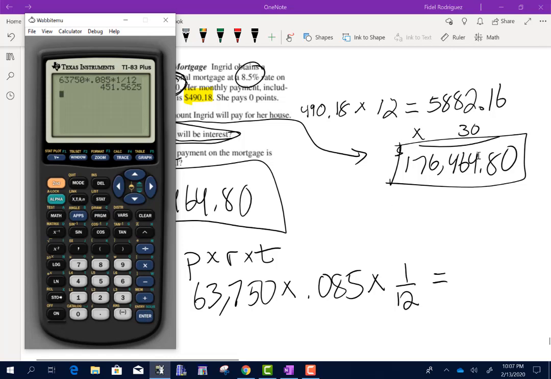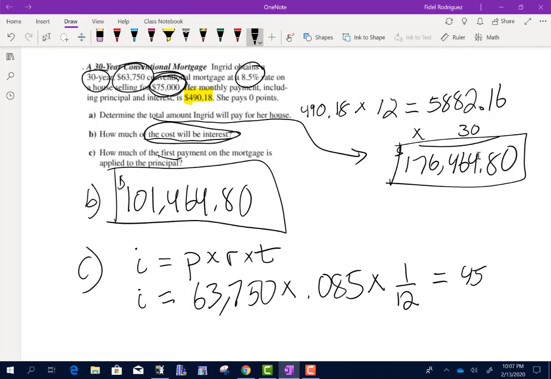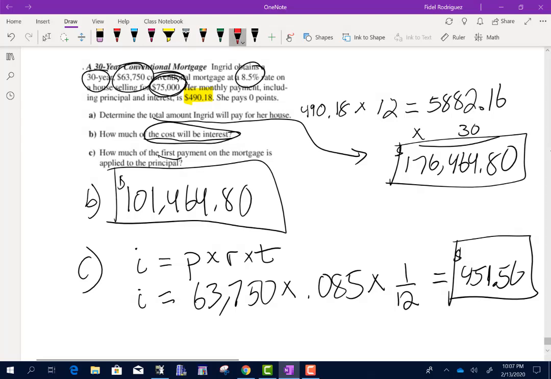And that gives me, to the nearest penny, $451.56. In that first payment, that's how much of it was actually interest. The question is asking me, though, how much of it is applied to the principal?